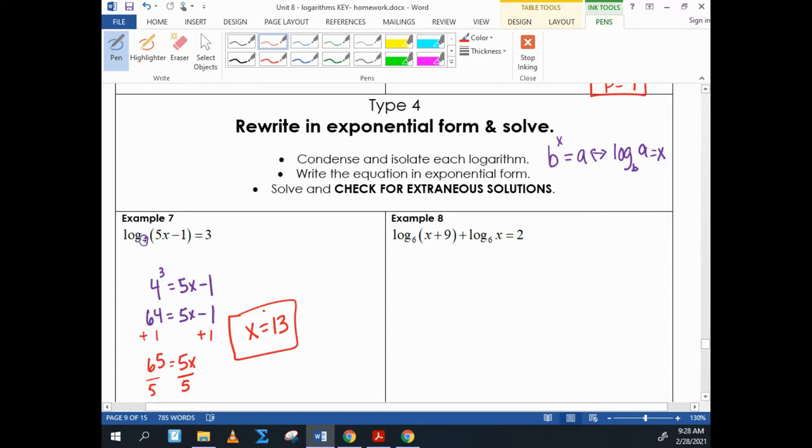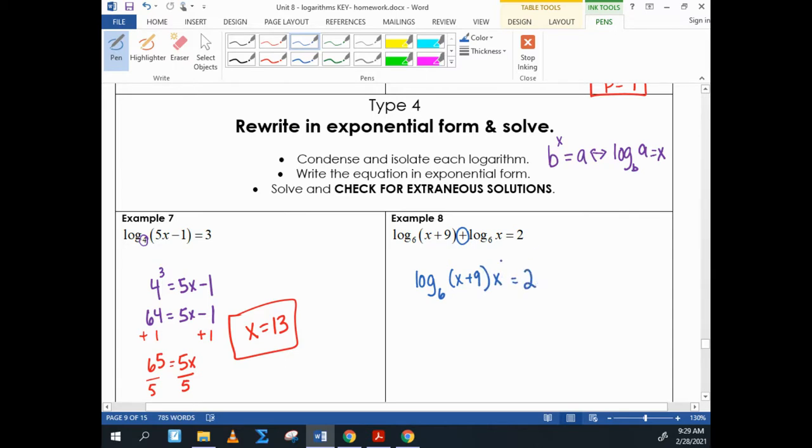Okay, now we saved the best for last. This one, sometimes before you could switch forms, notice there's not logs on both sides of the equation, first of all. So there's just a number over here, but there are 2 logs over here. You're going to need to condense this, just like we did earlier. Now, the main thing you need to take note of is that you've got this addition sign. So really what this means is you could write this as 1 log of these multiplied together, x plus 9 multiplied by x. So that is equal to 2.